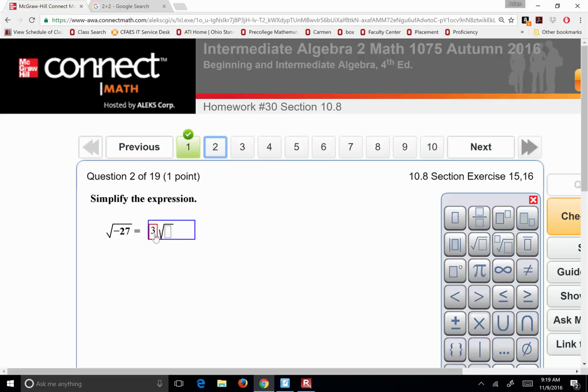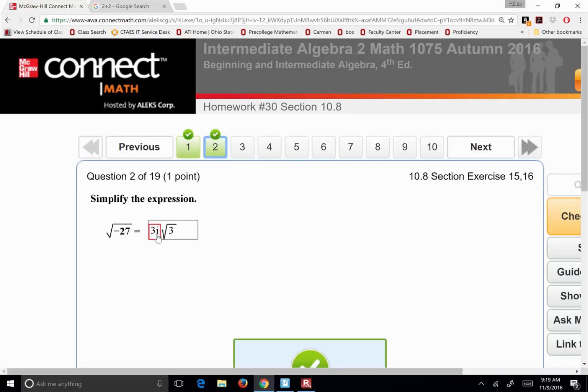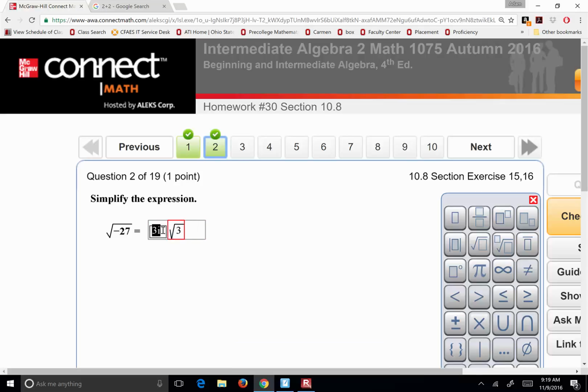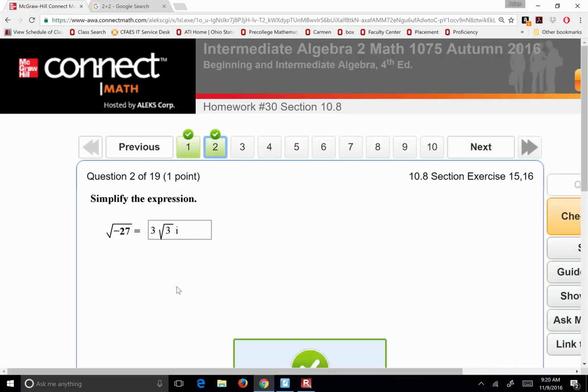Let's try the other one as well. i root 3. Let's try first. Or you can put i again to the end. But this is wrong. Why is this wrong? This is in jail. You can't put i in jail. It's free. i is always free. Just put it outside.